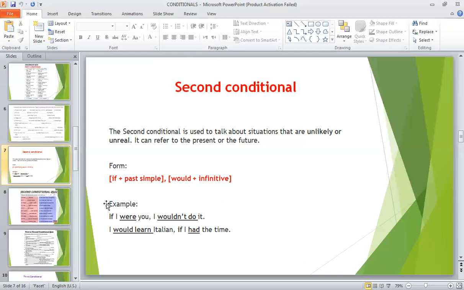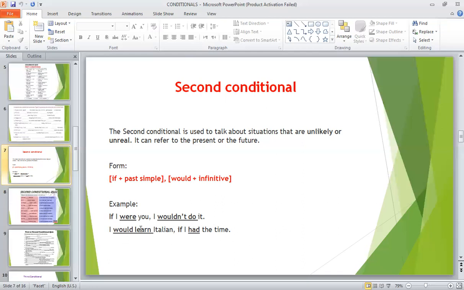Here, if was at the beginning of the sentence. As I mentioned, it can be in the middle of a sentence, but here please remove the comma. This is a mistake. I'd learn Italian if I had the time.